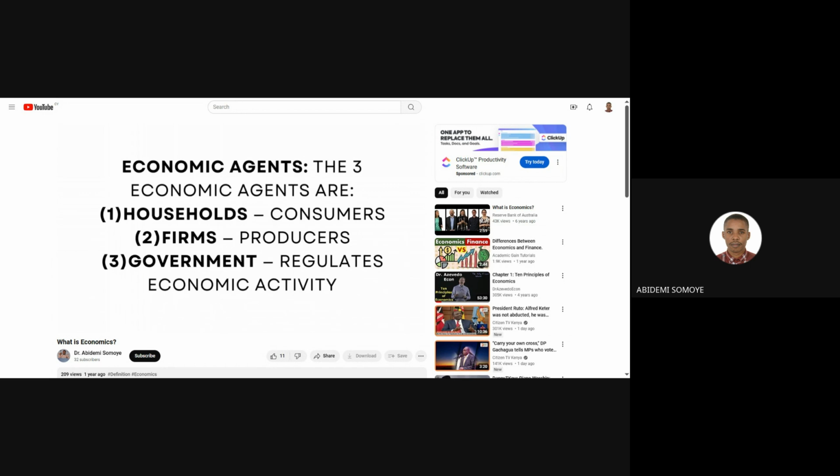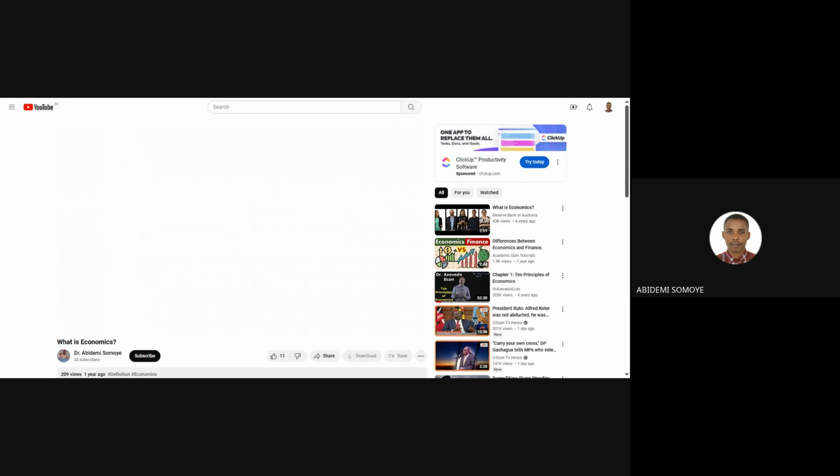What are these three economic agents? They are households, firms, and the government. The households are consumers, the firms are producers, and the government regulates economic activity.